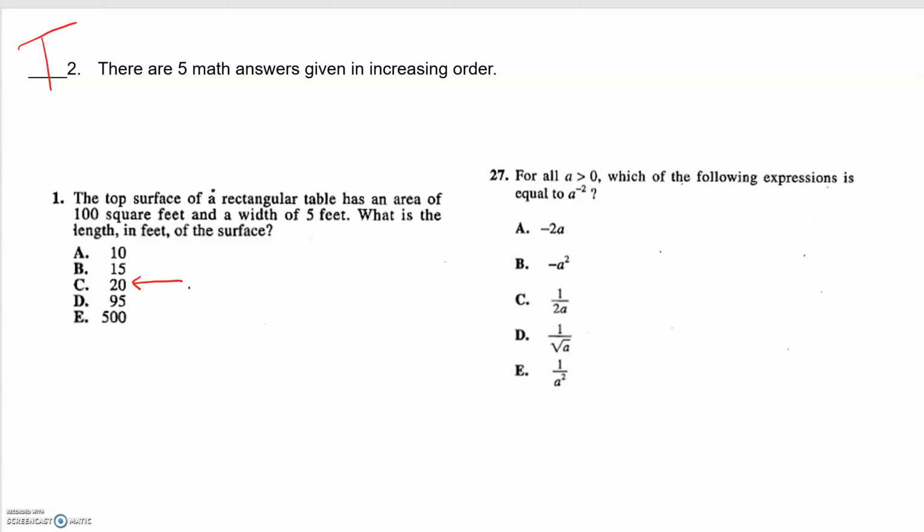If you start with the middle, then if that 20 is too big, you know that you're only looking at the numbers above that because they're in order. If that is too small, you're looking at D and E as options. So sometimes it is a good place to start. The other thing is for 27, you will not necessarily see them go in increasing order because we don't know what A is. So when variables are involved, it may not follow this rule.